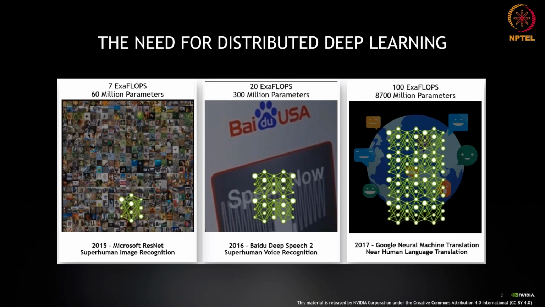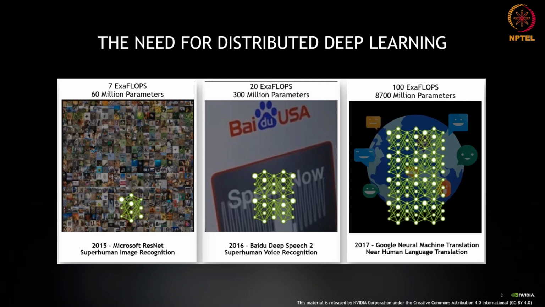No matter what flops I talk about, if I talk about 2015 itself, with the ImageNet challenge, where Microsoft ResNet was one of the winner models, the number of parameters used by the Microsoft ResNet model was 60 million that were supposed to be trained. In order to train them, the amount of computation spent was almost 7 exaflops.